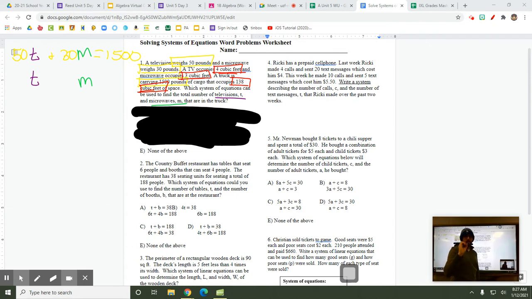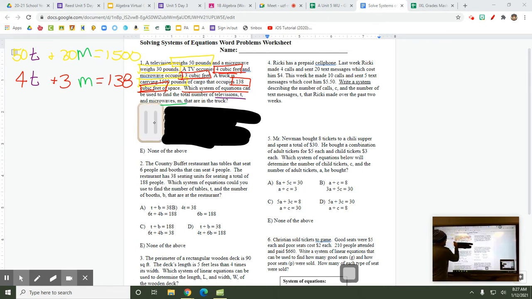So all I'm doing here is reading this and pulling information out. I've done zero math. All I've done is read, grabbed information that looked familiar, that was together, and put it into my system here. So I know my TV is 4 cubic feet, plus my microwave is 3 cubic feet, and all should equal 138 cubic feet. So I have my two equations here. Did it ask me to solve them? No. It just said which system of equations. So all we're doing is writing our system of equations.